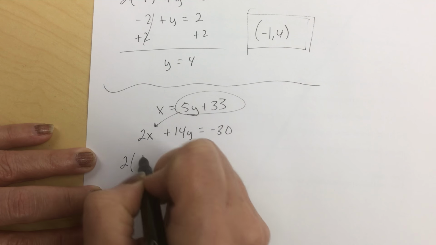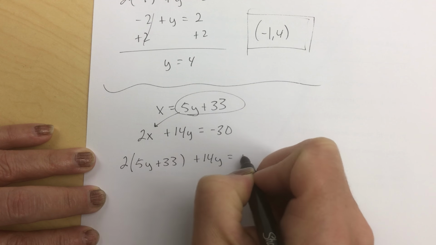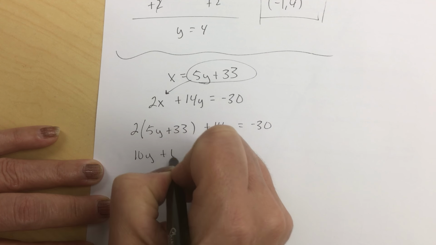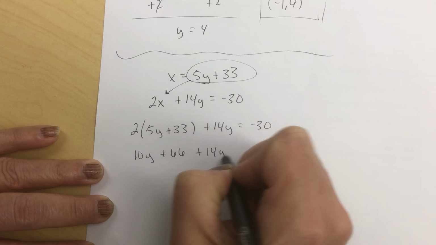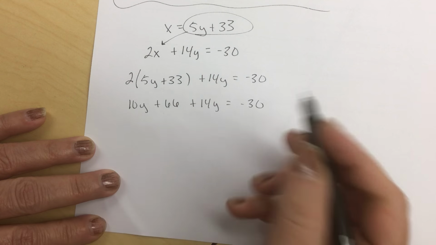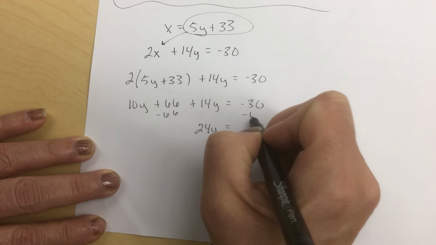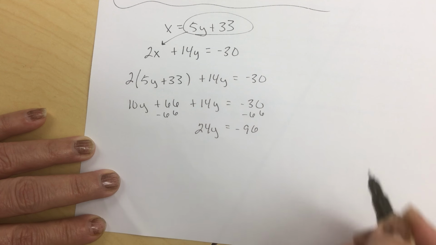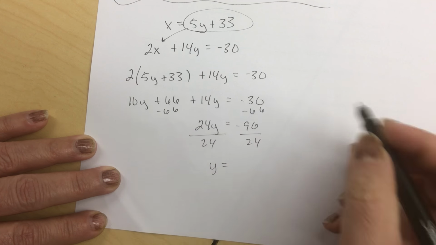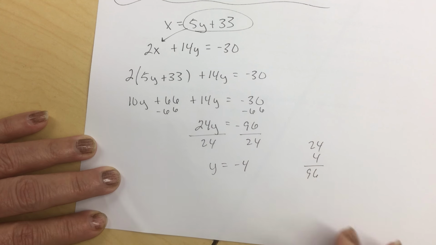So 2 times this whole thing, 5y plus 33, plus 14y equals negative 30. I'm going to distribute: 10y plus 66 plus 14y is equal to negative 30. I'm going to put 10y and 14y together. That gives me 24y. I'm going to subtract 66 from both sides, and that'll give me negative 96. I'm going to divide both sides by 24, and that should be 4. 24 times 4 is 96. Yep, 96. So negative 4.